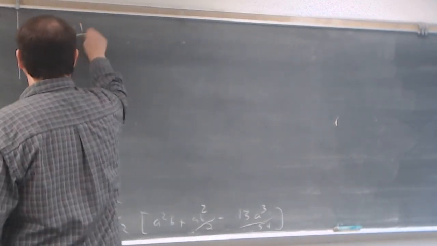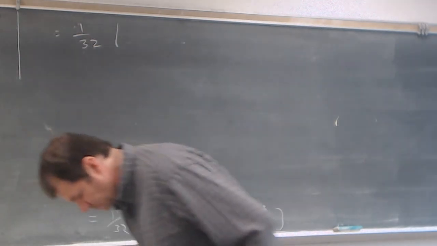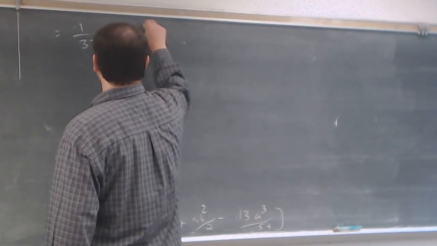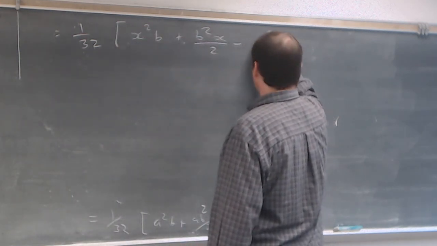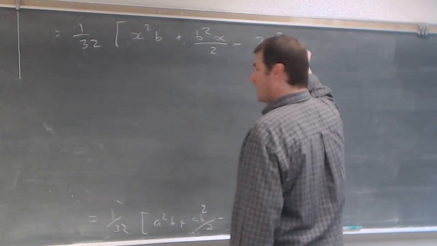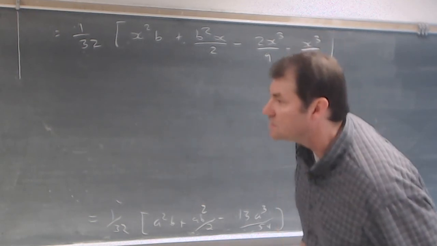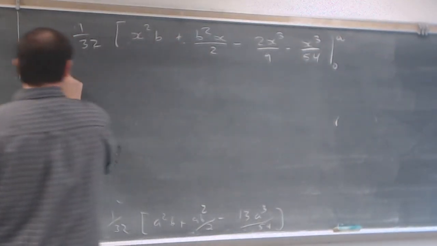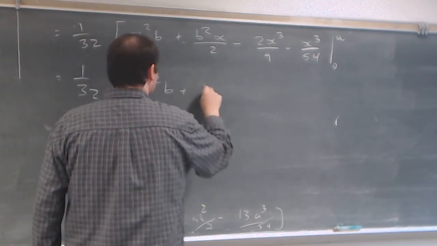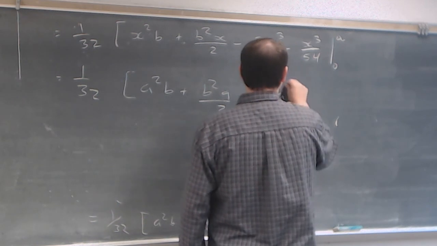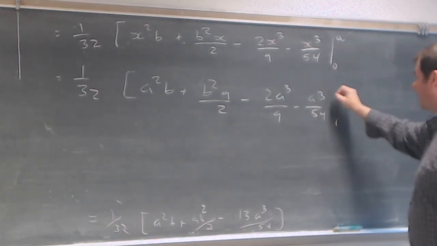So where we were, we have 1 over 32. Now I integrate with respect to x, so this will be x squared b plus b squared x over 2 minus 2x to the third over 9, and then minus x to the third over 54. We want to evaluate that from 0 to a. This is 1 over 32. Here this would be a squared b plus b squared a over 2 minus 2a cubed over 9 minus a cubed over 54. And then when you stick in 0, you get nothing.